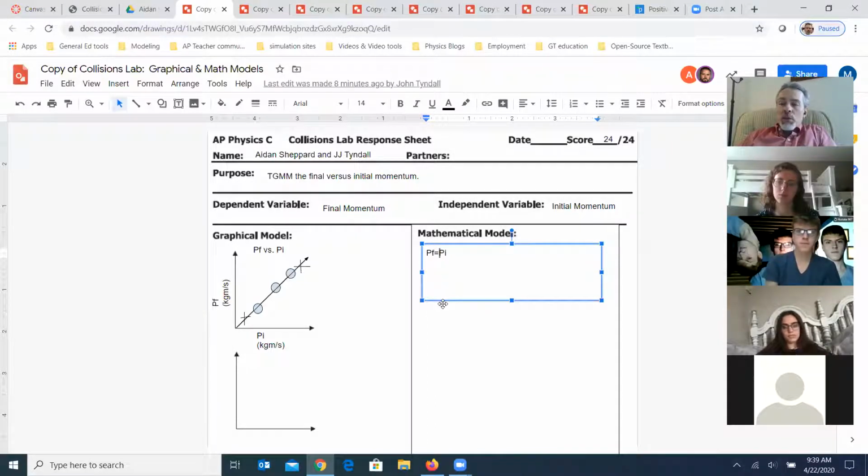So the initial momentum is equal to the final momentum. That means not only the mass times velocity, the mass times speed has to be the same, but the direction has to be the same too. So it's kind of interesting.